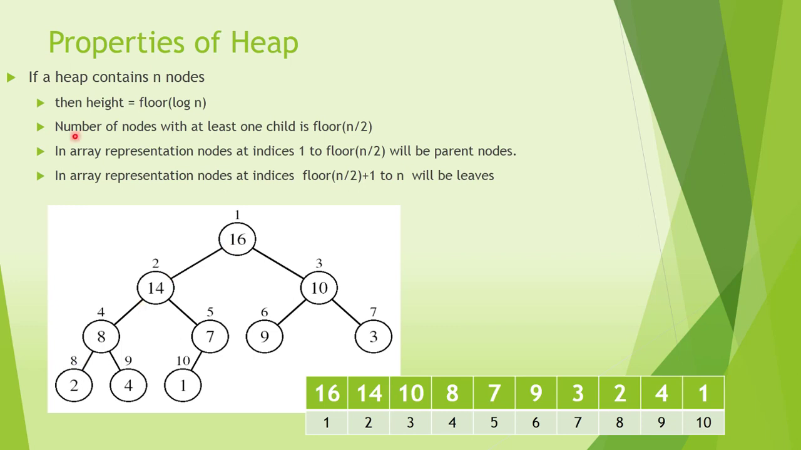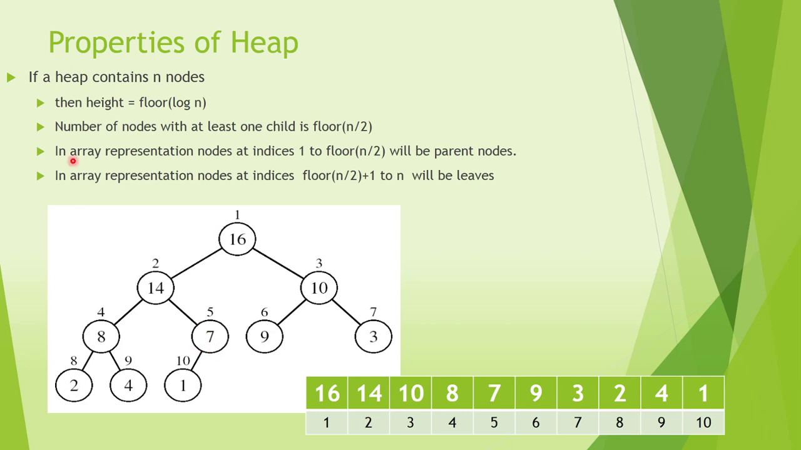So the next property is that the number of nodes with at least one child is floor of n by 2. In this heap, what's the value of n? Value of n is 10. 10 by 2 is 5. So 5 nodes can have at least one child. So total 5 nodes are actually parents. So the nodes at index positions 1, 2, 3 to 5 are actually the parents in this tree.